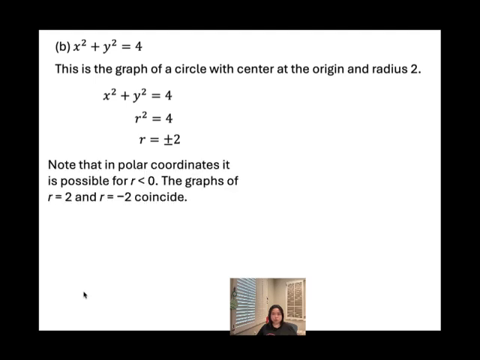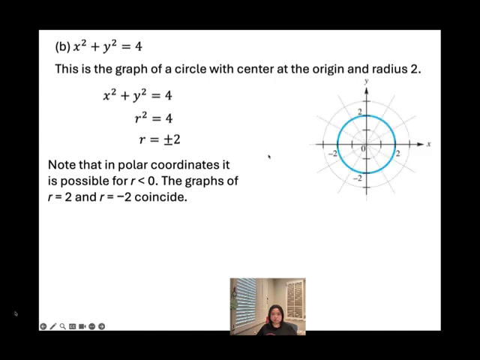Okay, graph it. Since we don't have the theta data, for every single theta, r will be equal to plus minus 2. So you're going to see you will have the circle.